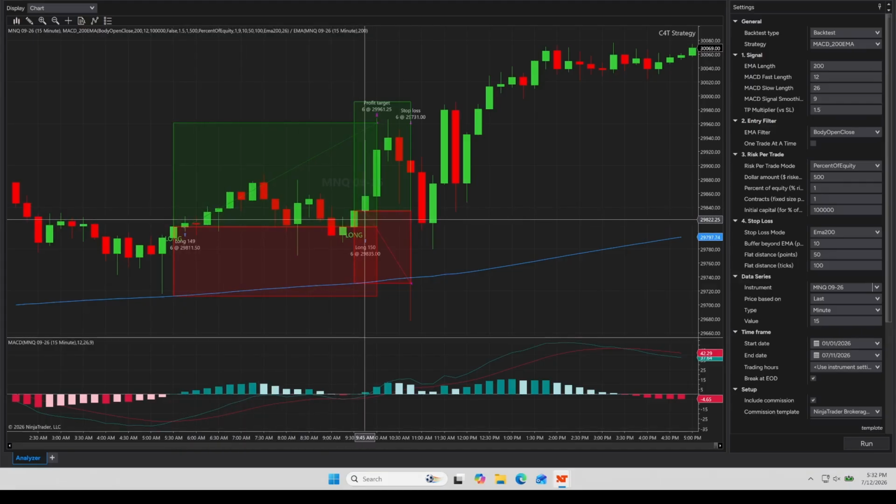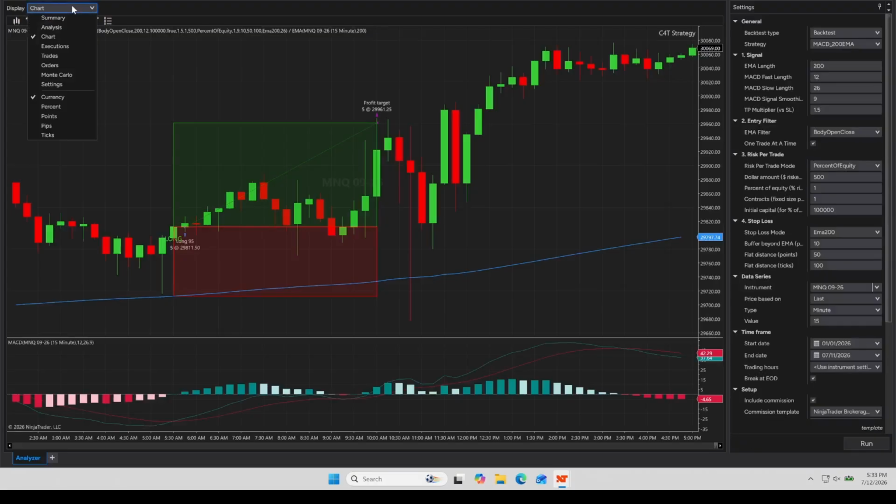I like to do one trade at a time. One trade at a time gives you a cleaner trade. You don't have to worry about it. And you can do multiple stacking. I wouldn't recommend that too much, but you can if you want. But for this specific strategy, it would be one trade at a time.